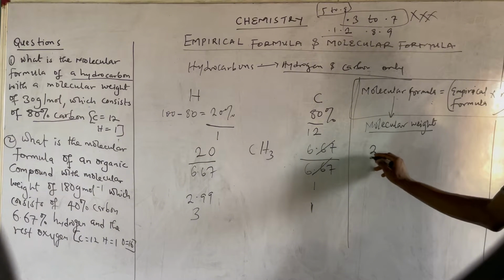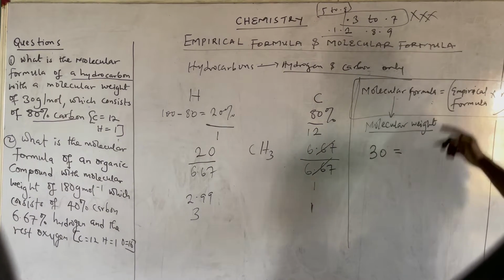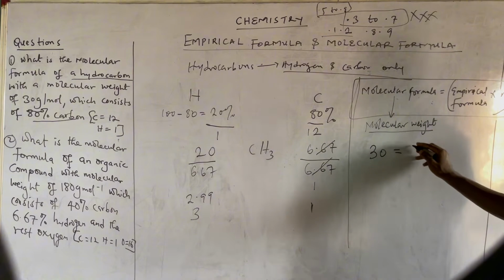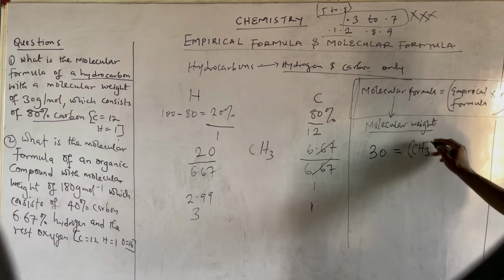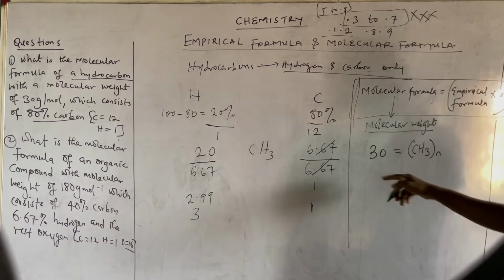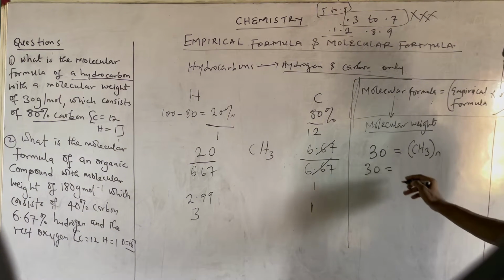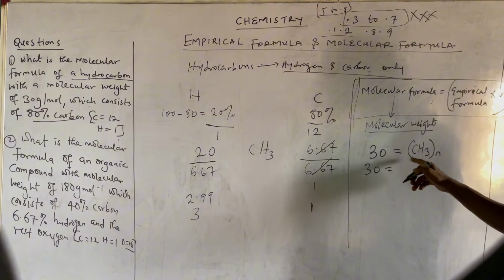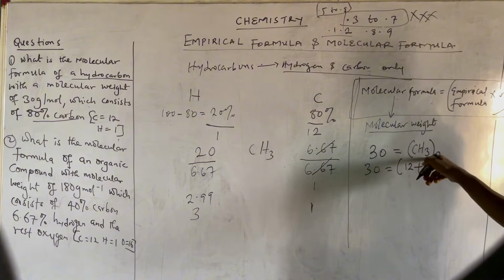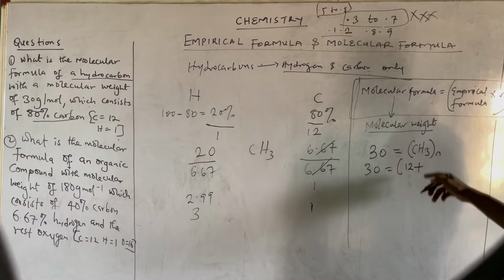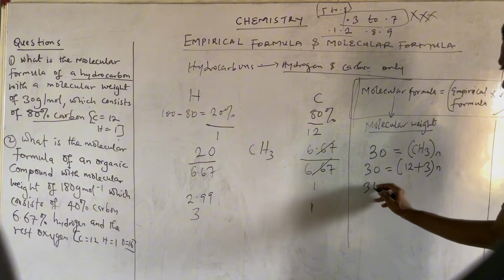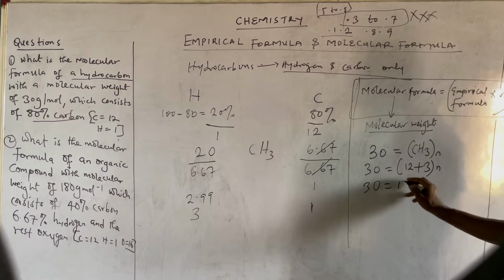So we just put our 30, which is equal to the empirical formula, since we want to determine the molecular formula. The empirical formula that was given is CH3, then n. We can just put the n outside, whichever way. Then this becomes 30 equal to, now what's the relative atomic mass of carbon? It is 12. So that becomes 12, then plus, you sum up. The relative atomic mass of hydrogen is 1, times 3, then n. So of course this becomes 30 equal to 15n.